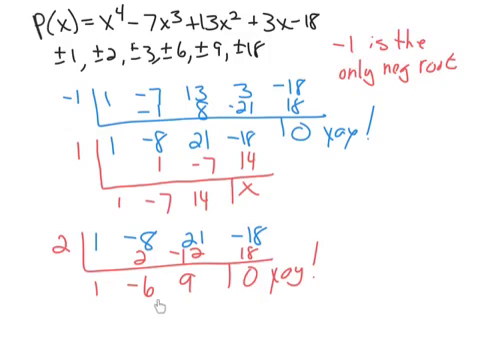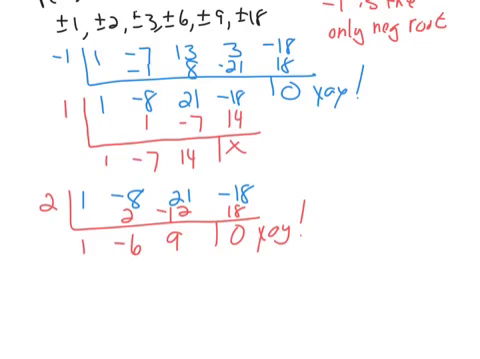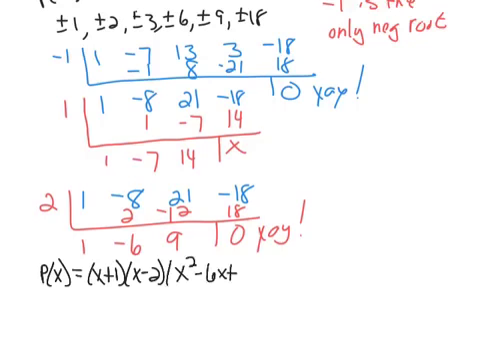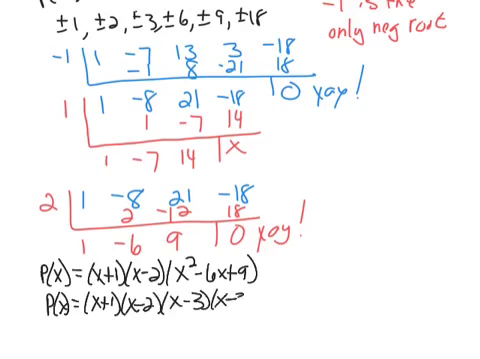And now I can factor this depressed polynomial. So if I write out my polynomial, we can factor the bottom one. So p of x right now has been broken up into x plus 1, x minus 2, and now this polynomial is x squared minus 6x plus 9. Well, that's going to be x minus 3 and x minus 3. So when it's all factored out, I have x plus 1, x minus 2, x minus 3, x minus 3.